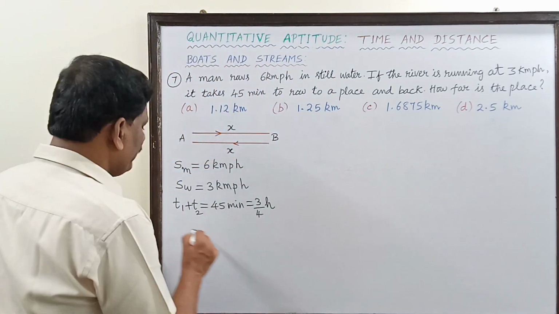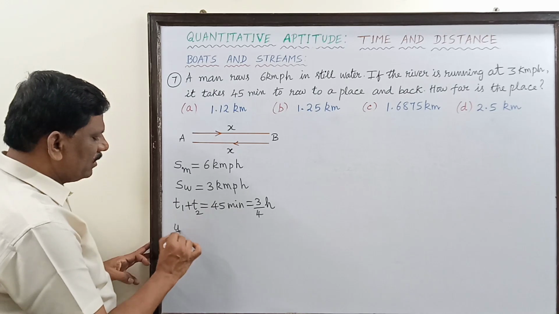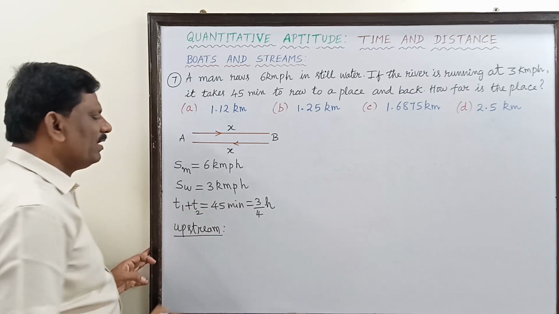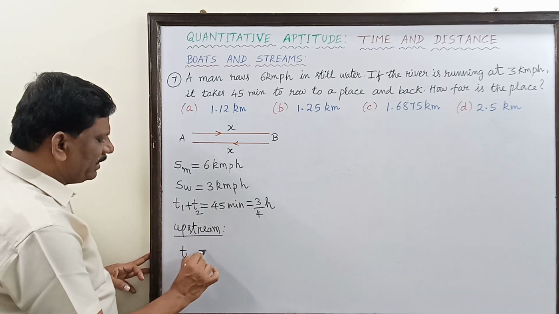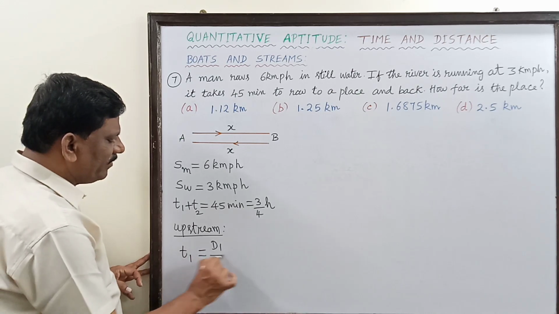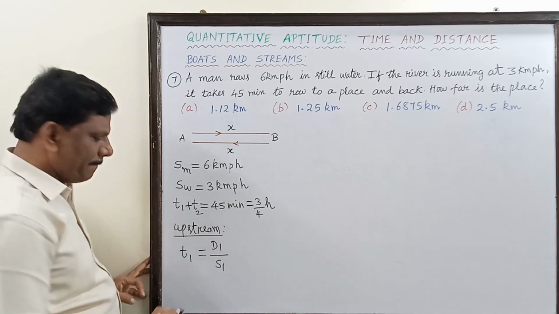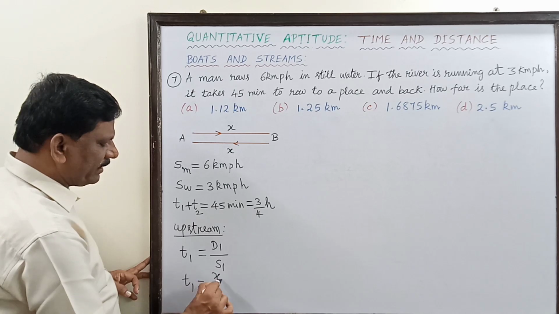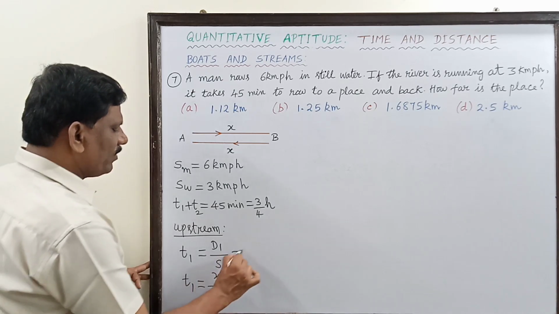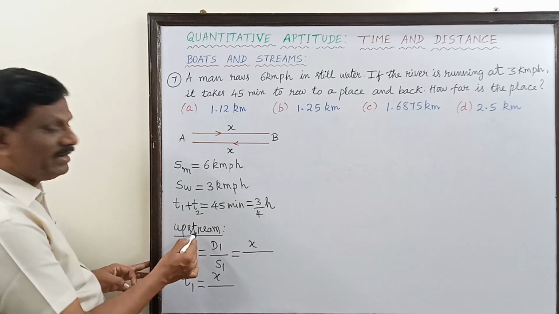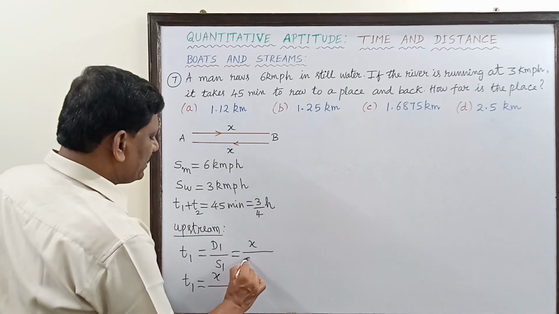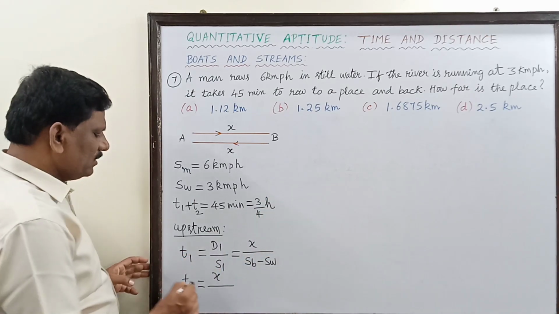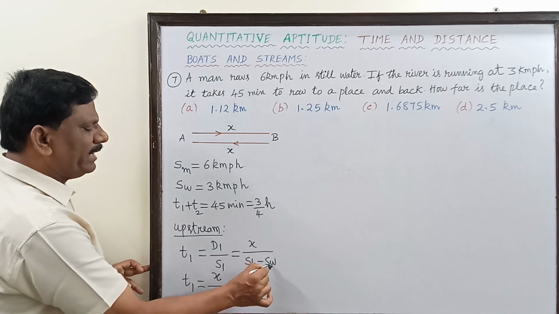So now we will form two equations as usual. One equation for upstream. For upstream we will take the time T1. Time is equal to distance divided by the relative speed. So T1 is equal to x divided by the relative speed for upstream. Upstream means it is the speed of the boat minus the speed of water. Upstream means opposing. So this is x divided by SB minus SW.